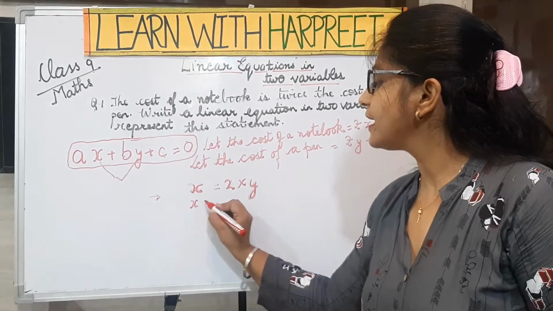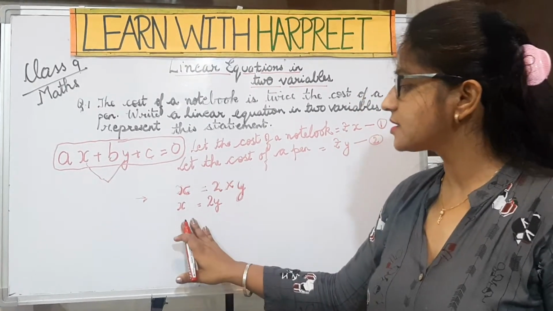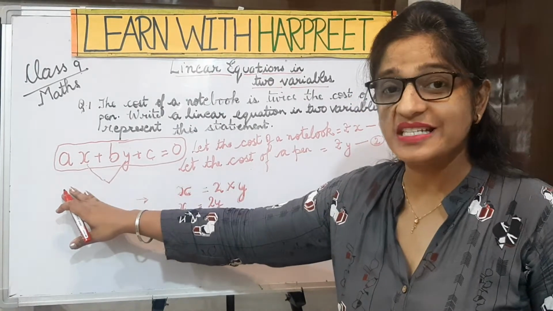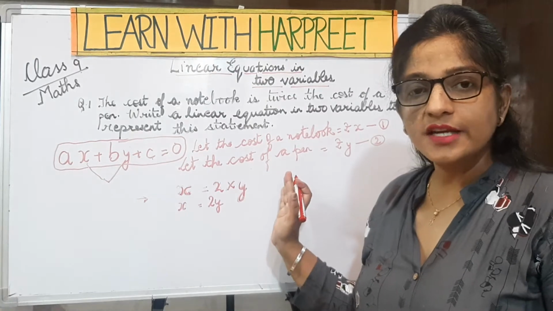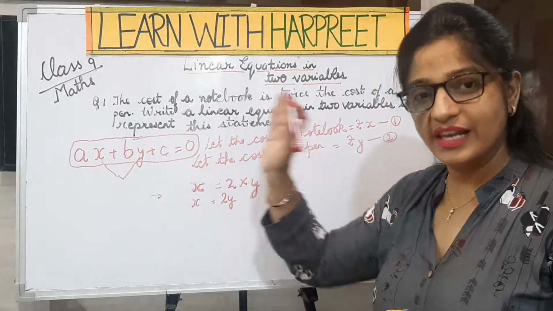So therefore x is equal to 2y. Now to make this in the form ax plus by plus c is equal to 0, that means you have to make your right hand side 0. Yes, definitely. So we will take this 2y to the left hand side.